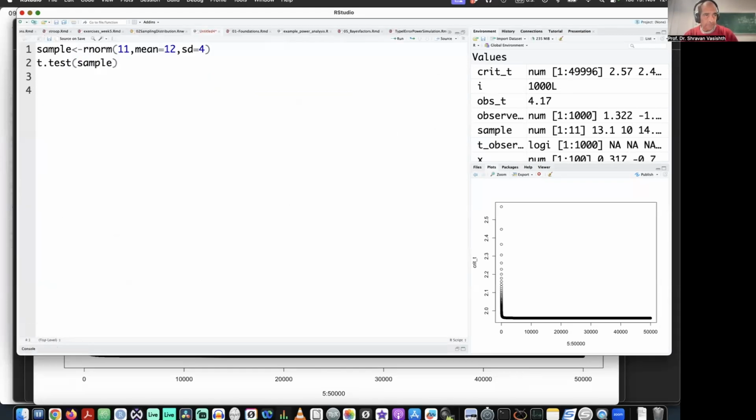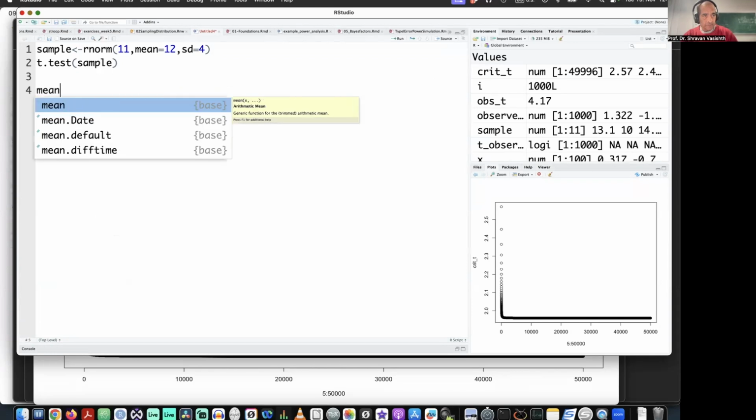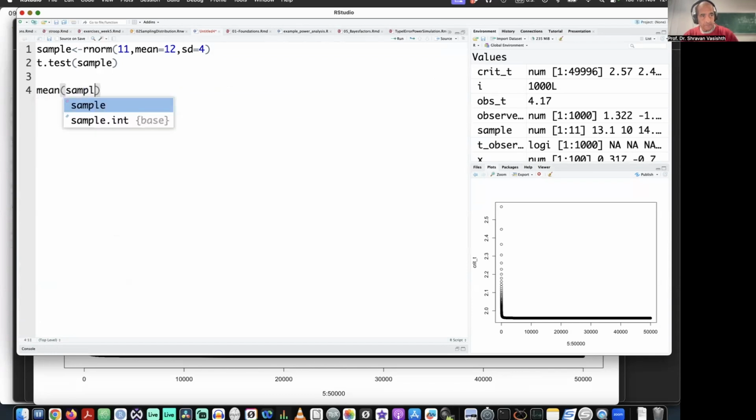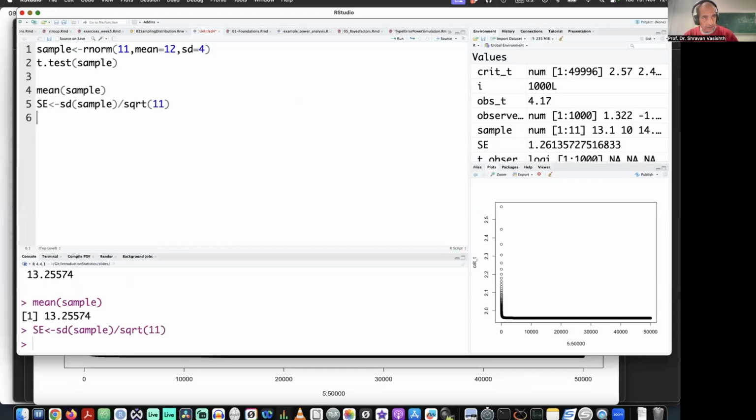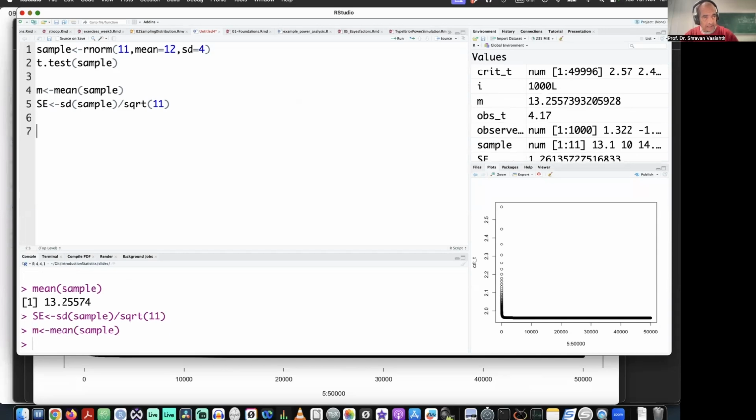Last thing for today, I'm going to compute the mean of the sample, right? I'm going to compute the standard error, which is the sample standard deviation divided by the square root of 11, right? That's my standard error. So that's my mean, that's my standard error. So I'll write down standard error here, because I need it. I call this M for mean. So now I have the mean and standard error.